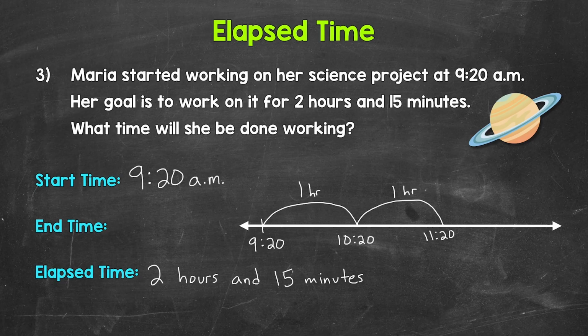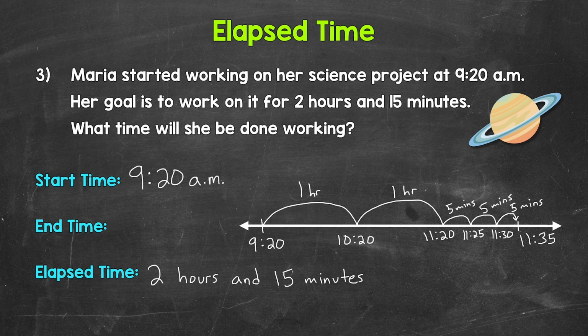And since we need 15 minutes, we need 3 5-minute jumps. So one 5-minute jump brings us to 11:25. Another 5-minute jump brings us to 11:30. And then our last 5-minute jump brings us to 11:35. And that's our end time.